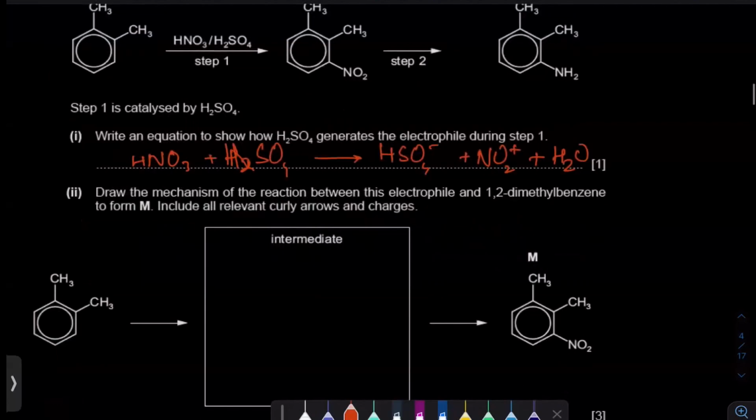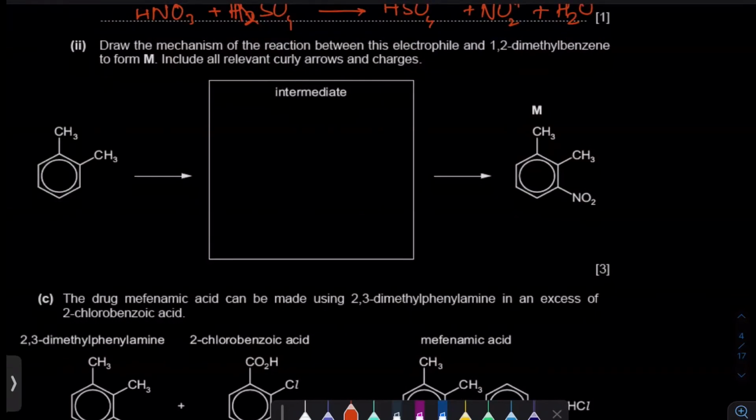ठीक है. Draw the mechanism of the reaction between this electrophile, the nitro, and the reactant. ठीक है, so सबसे पहले हम नाइट्रो ग्रुप बना लेते हैं. इस पे पॉजिटिव चार्ज है और इस पॉजिटिव चार्ज की वजह से इस पर अटैक होगा. ठीक है, जैसे ही अटैक होगा तो उसकी वजह से इस पे रिंग जो है वो ब्रेक डाउन हो जाएगा. ठीक है, तो हमारे पास ये चीज होगी, बट इसमें रिंग पूरा नहीं रहेगा, पॉजिटिव रहेगा.